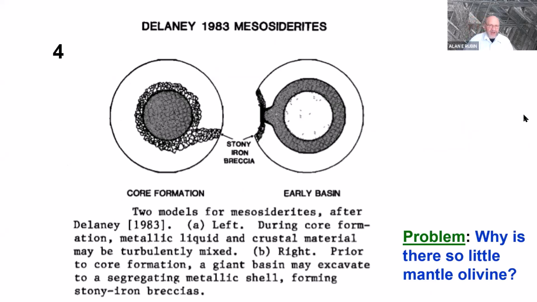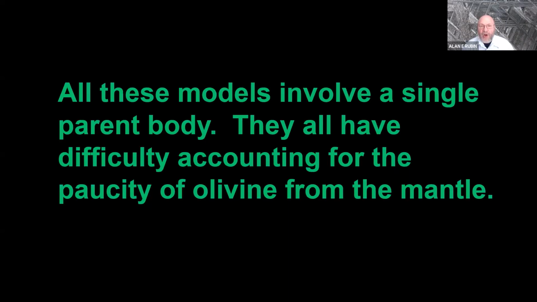Jerry Delaney in 1983 suggested 2 different models for mesosiderites. On the left side, during core formation, metallic liquid from the core was turbulently mixed with crustal material, somehow leaving out the olivine mantle. Doesn't seem likely. And on the right, prior to core formation, we had a giant basin excavate to a certain depth, forming stony-iron breccias. Again, the problem is, why is there so little olivine from the mantle? All these models involve a single parent body. They all have difficulty accounting for the paucity of olivine from the mantle.